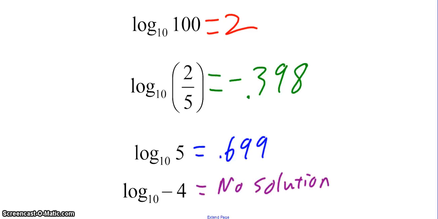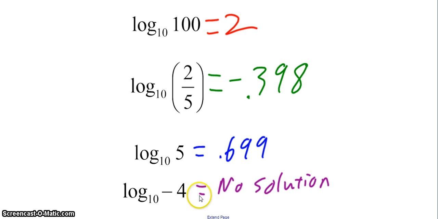Okay, so these are the values you should have gotten. Log base 10 of 2/5 is negative 0.398. Log base 10 of 5, when you first look at it, you think it's going to be a nice number because you're thinking 10 and 5 have relationships, but 10 to the what power equals 5? It's not a nice number. It's an irrational number. It's going to be 0.699.